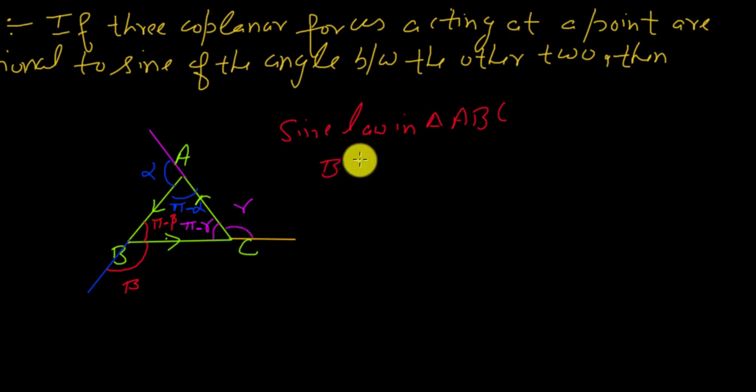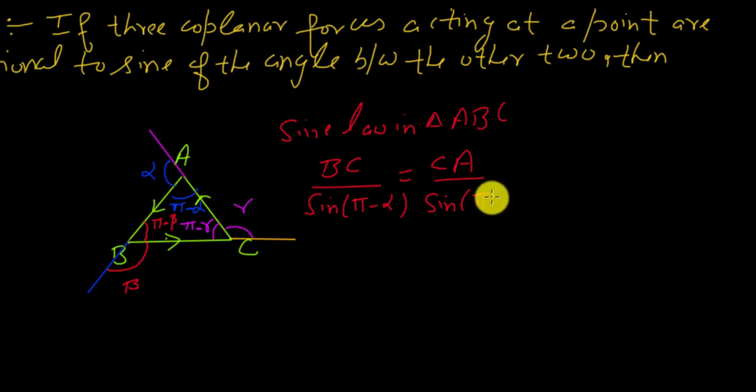So firstly, to maintain the symmetry, I am taking BC upon the sine of the opposite angle. Opposite to this one is sine of pi minus alpha. This is equal to, next is Q, CA. So you have to take CA, it will be sine of the opposite angle, pi minus beta. And next is R, AB. Opposite to AB is sine of pi minus gamma.